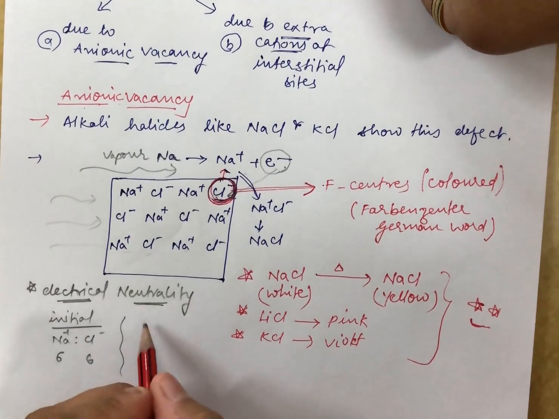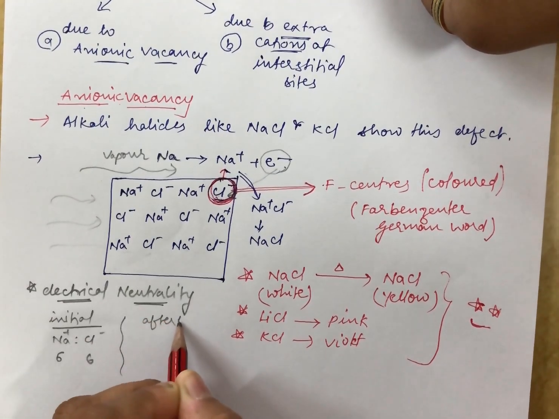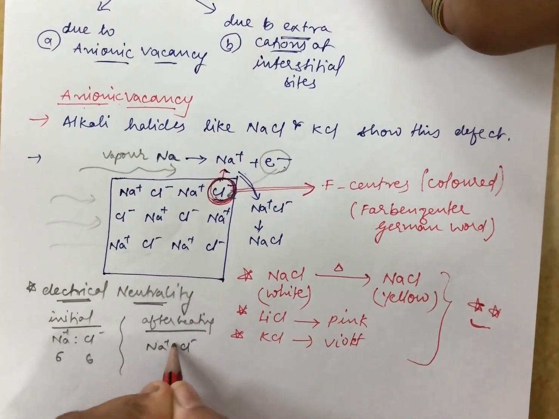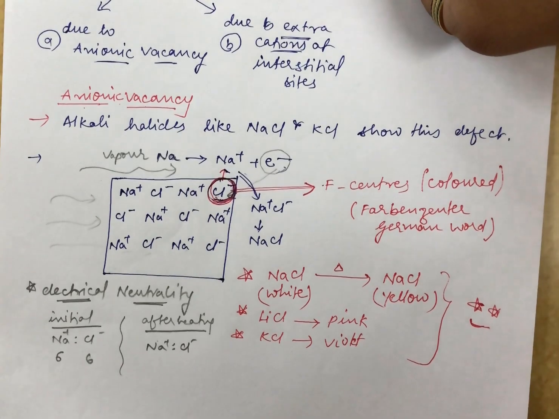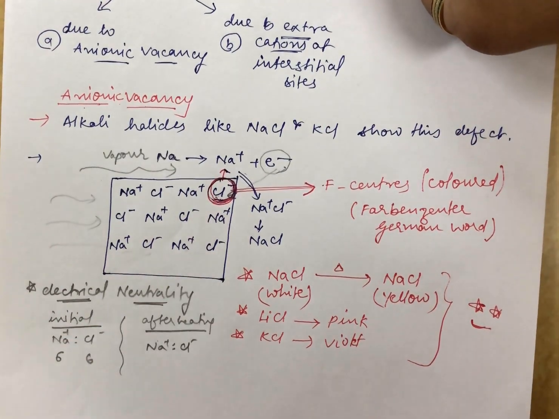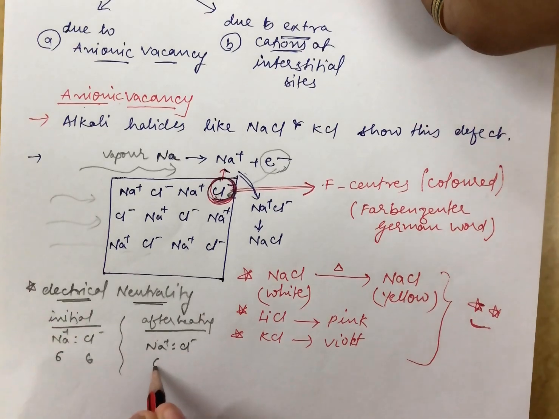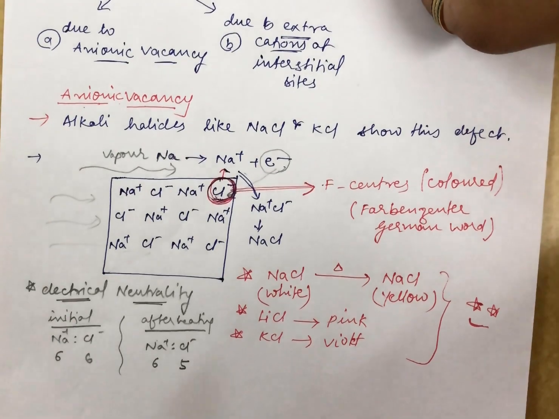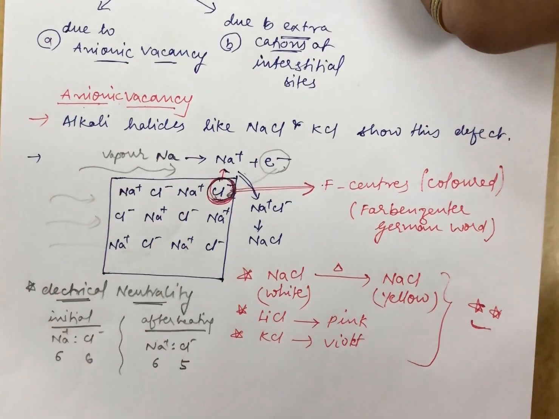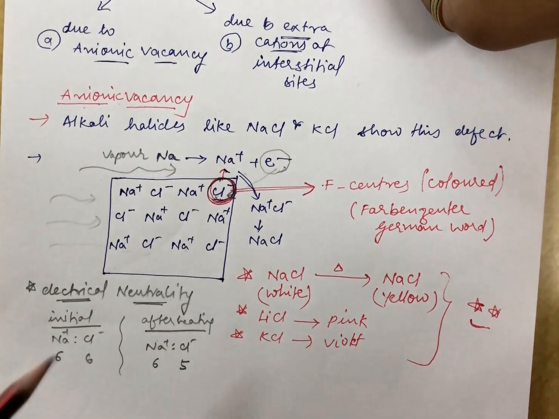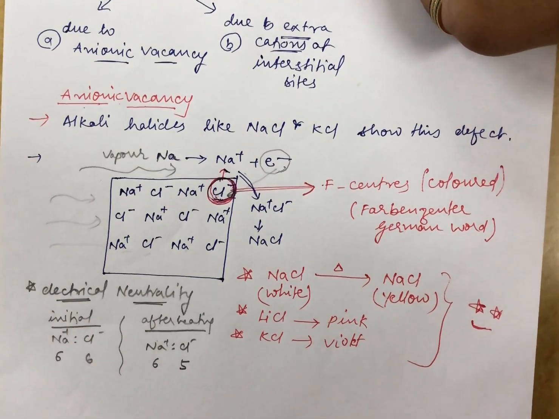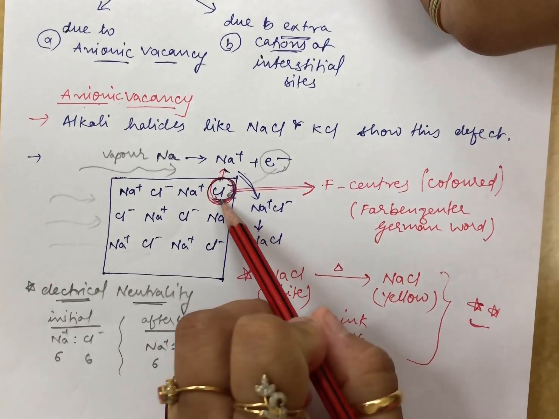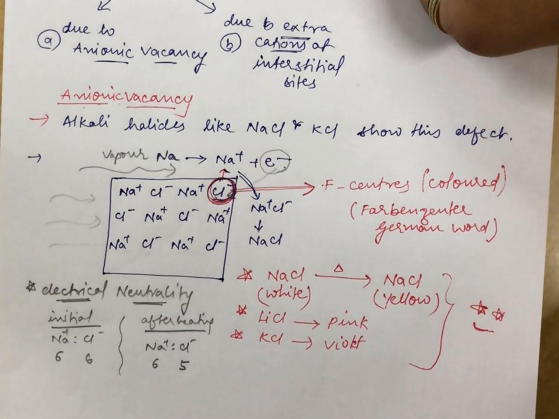Okay, but after heating, if you note Na and Cl minus, you can see that Cl is less. Na remains 6 only, but Cl is 5. That is, your anion becomes less. Anion vacancy is created. But students, electrical neutrality is still maintained because of this extra electron which has taken the place of Cl, creating F centers.